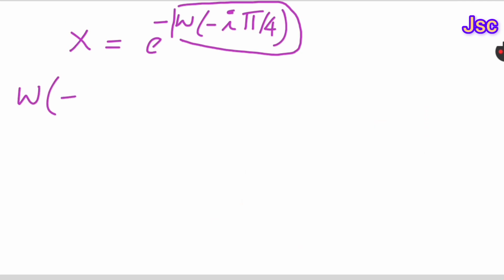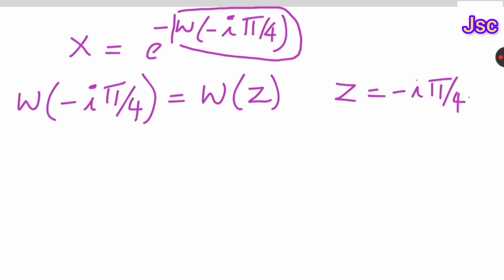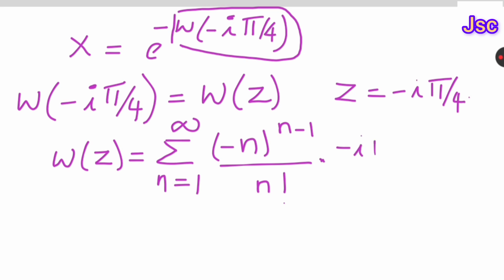First I am going to find the W of i times pi by 4 value. To find W of minus i pi by 4, I am going to use series expansion. W of minus i pi by 4, the general form is W of z, isn't it? Here z is minus i pi by 4. For this function, the series expansion is W of z equals summation n from 1 to infinity of (minus n) whole raised to the power of n minus 1 over n factorial times (minus i pi over 4) whole raised to the power of n. Here I am going to find the W of minus i pi by 4 value.